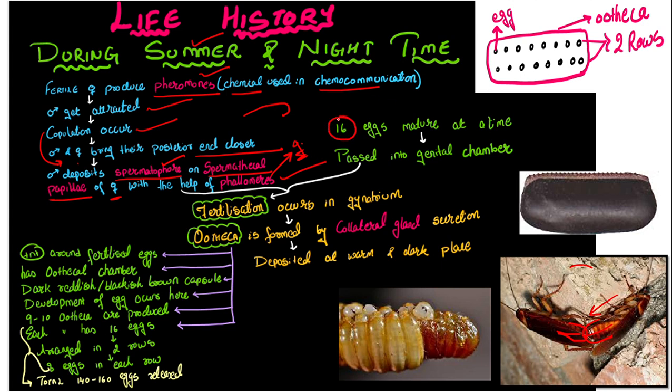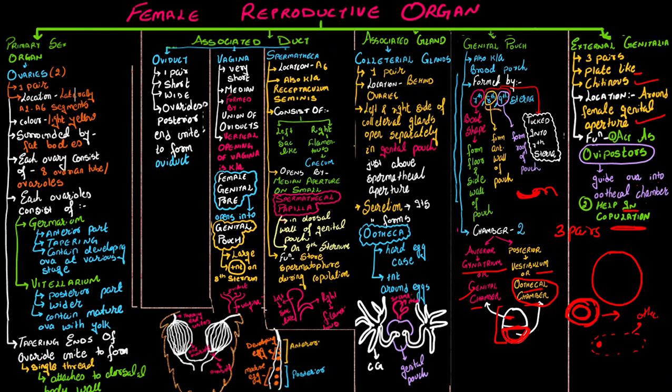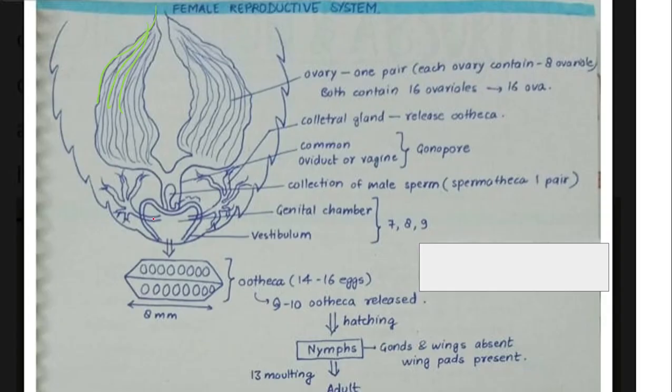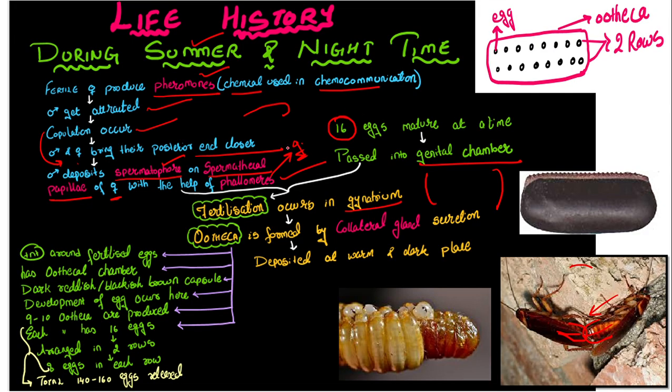At the same time, the female releases 16 eggs which are mature and pass into the genital chamber. Now in the genital chamber, fertilization occurs in the gynatrium. Let me show you. Somewhere I wrote gynatrium. Here, see here. So this is your genital pouch. The upper one we call the gynatrium. In the gynatrium, fertilization takes place. This is part of the genital pouch.